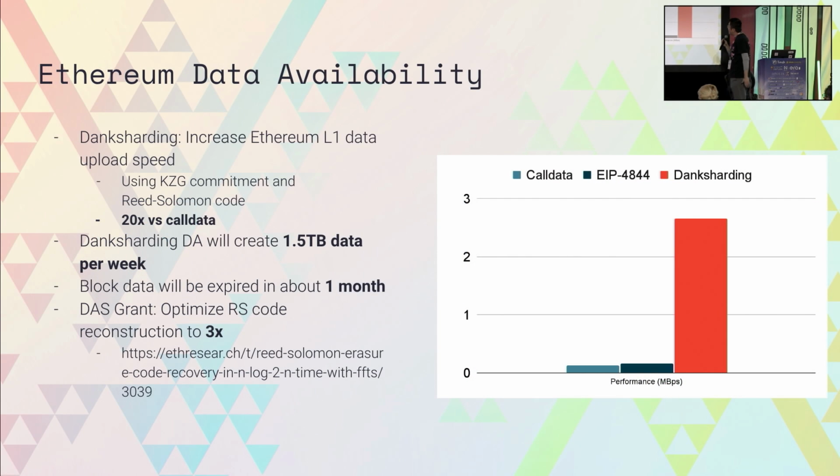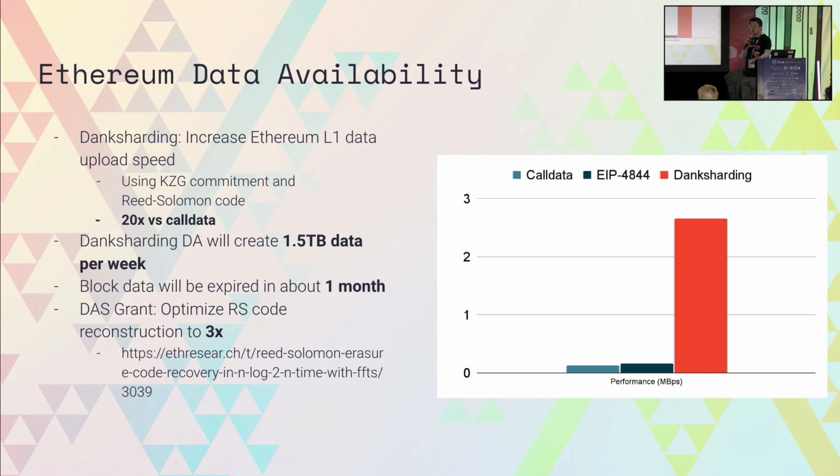So the famous danksharding is proposed to increase the Ethereum layer 1 data upload speed using KZG commitment and Reed-Solomon code. The current spec is able to offer 20 times the performance versus calldata, which all these optimistic rollup projects or Aurora projects are using. And with this bandwidth, danksharding will create 1.5 terabytes of data per week. That is roughly 80 terabytes per year.